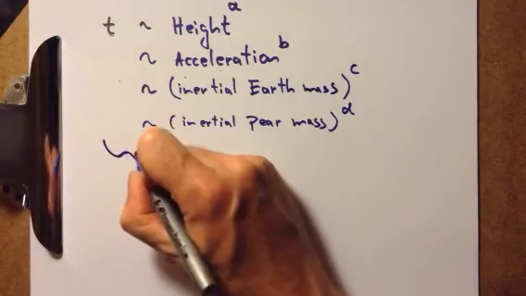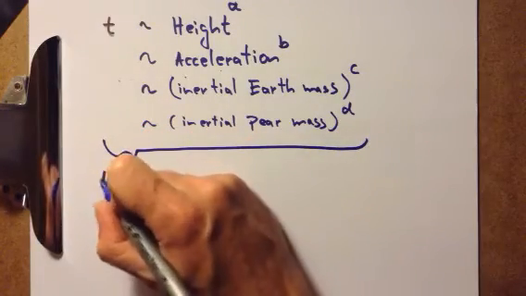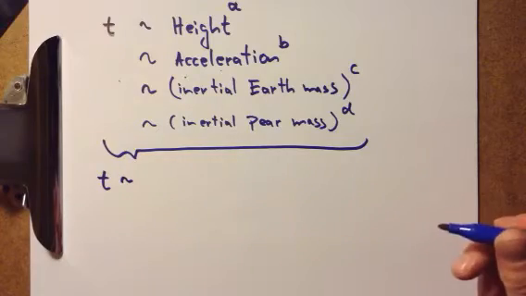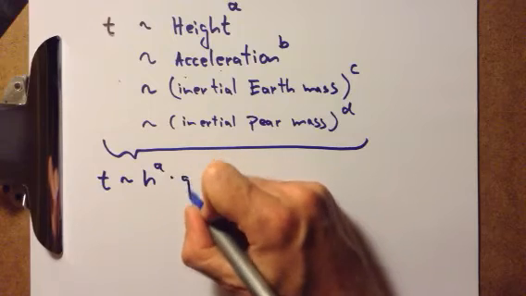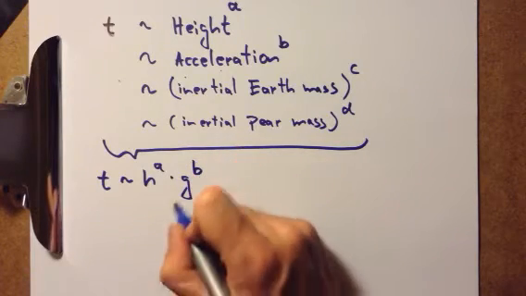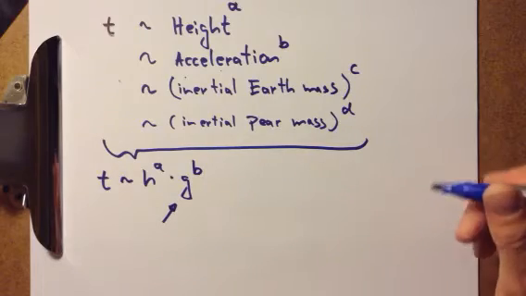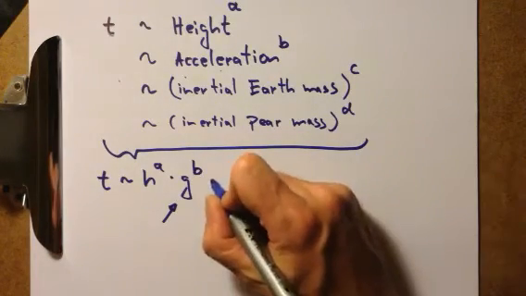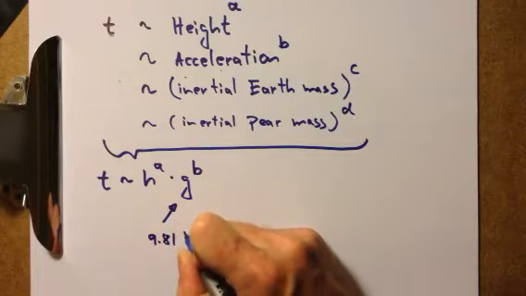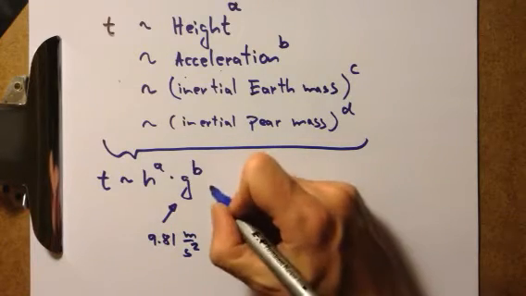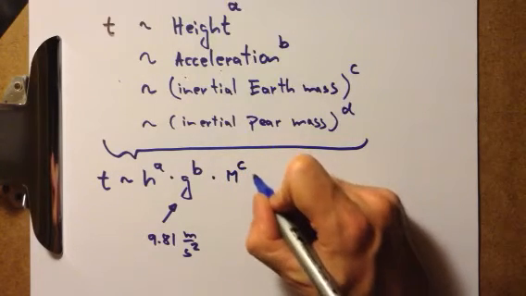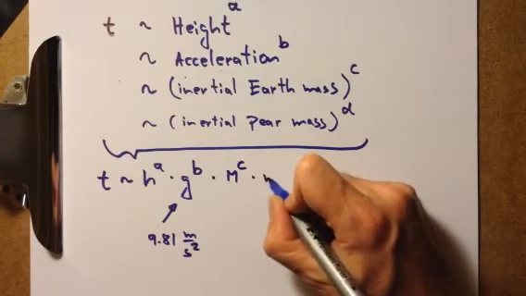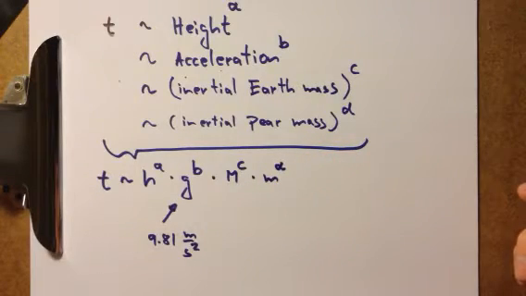So if we now combine all these arguments, we find that the time for the drop is proportional to the height to the power of a times the acceleration to the power of b. G is conventionally used as the gravitational acceleration of a planet. On Earth it's 9.81 meters per second squared typically. It depends on location. Then the mass of the planet would be capital M to the power of c, and the mass of the pear would be little m to the power of d. How can we work out these exponents?